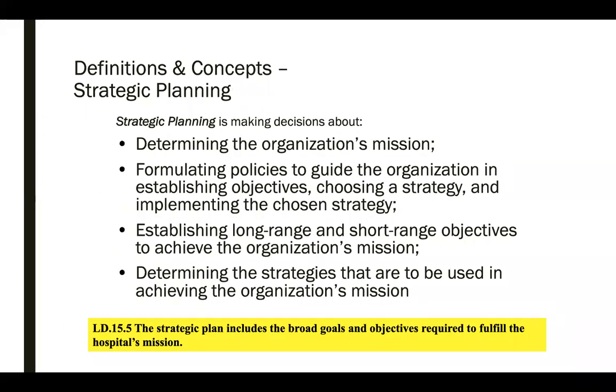Also, strategic planning is making decisions about determining the organization's mission, formulating policies to guide the organization in establishing objectives, choosing a strategy, and implementing the chosen strategy. Also establishing long-range and short-range objectives, goals to achieve the organization mission. Also determining the strategies that are to be used in achieving the organization mission.